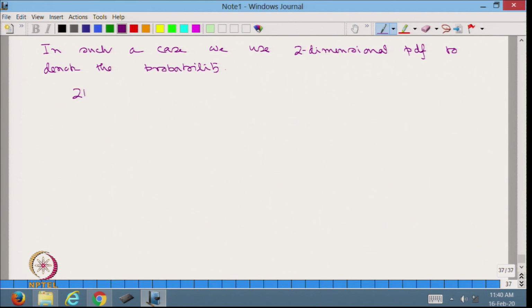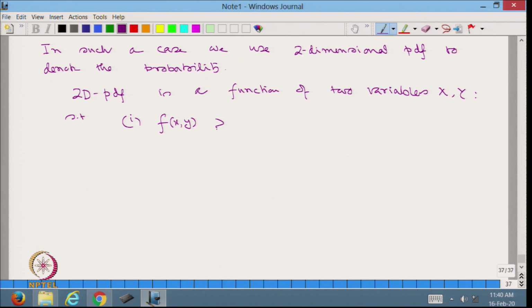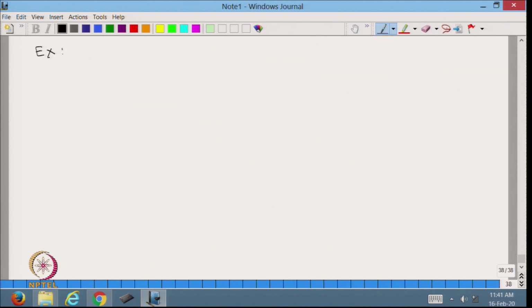So, a 2D PDF is a function of two variables x and y, such that one, f(x, y) is greater than or equal to 0, and two, the integration of f(x, y) on the space, let us call it omega, is equal to 1. We illustrate with an example.